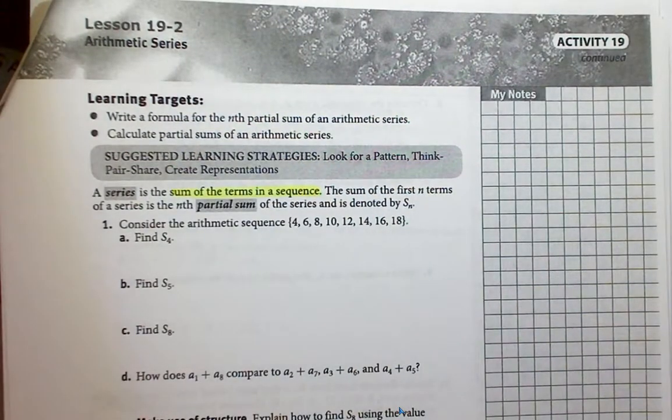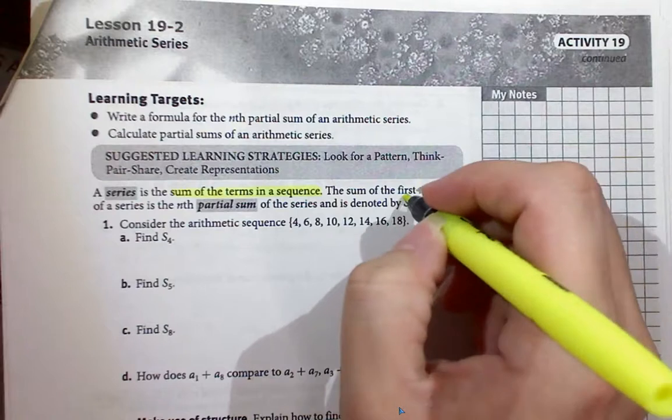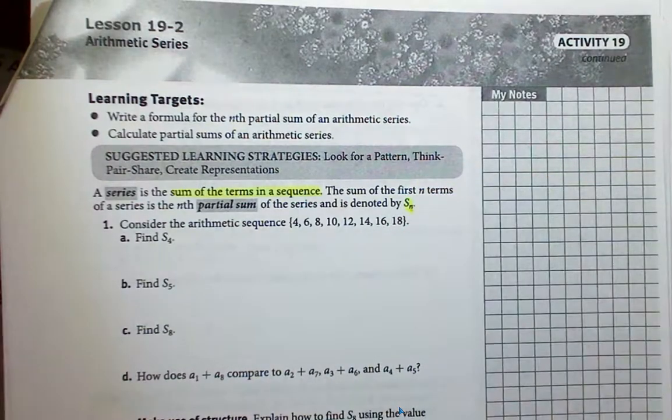A sequence is just a list of numbers. A series is a sum. So the sum of the first n terms of a series is called the partial sum of the series, and it's denoted using a capital S with a subscript of n. Now we're going to actually do some problems.